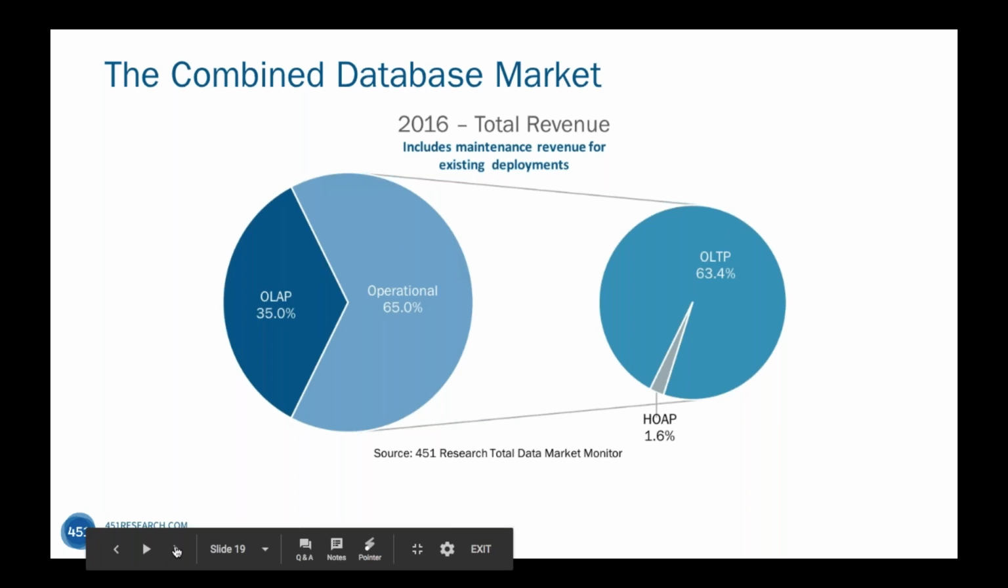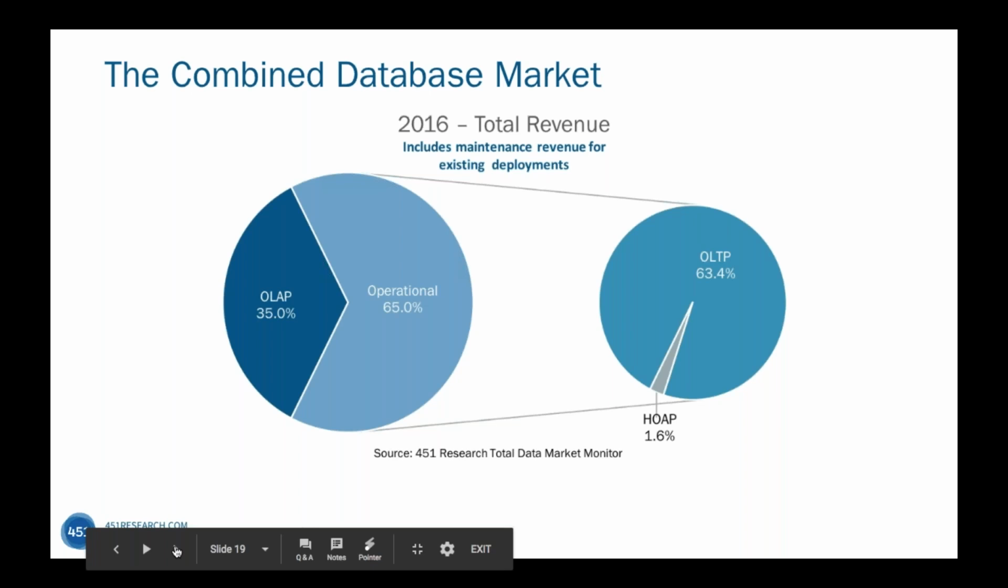But if we look at the overall database market, we see that about 35% of that overall in 2016 went to what we would consider OLAP, analytic database, data warehouse environments, and about 65% of revenue was driven by products that support operational applications, of which the vast majority is what we would consider mainstream traditional OLTP database environments, and just 1.6% was generated by hybrid operational analytic processing databases.